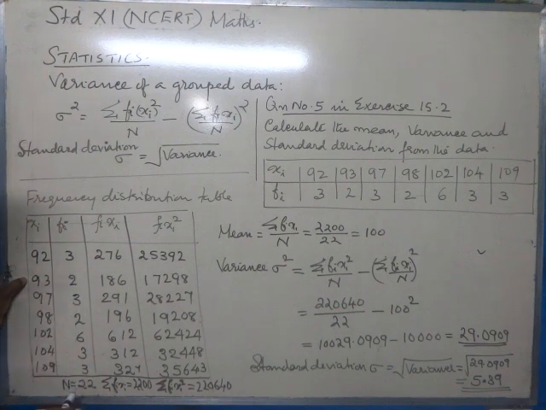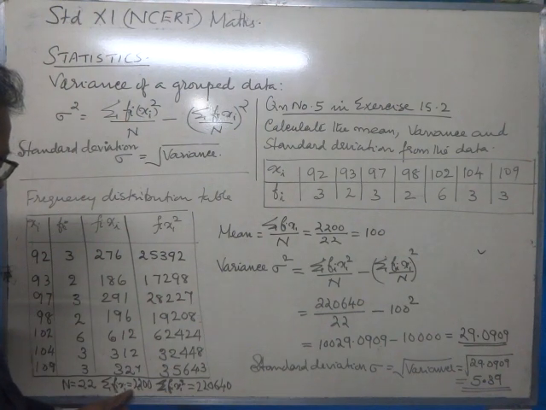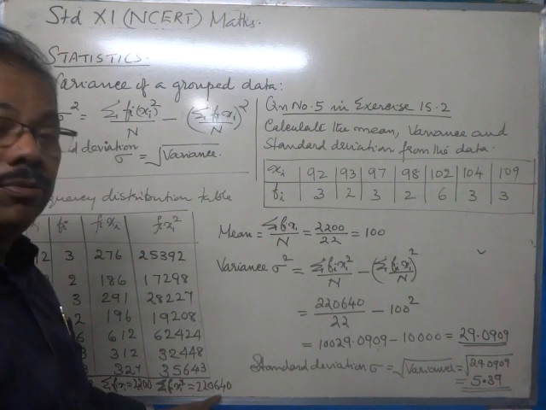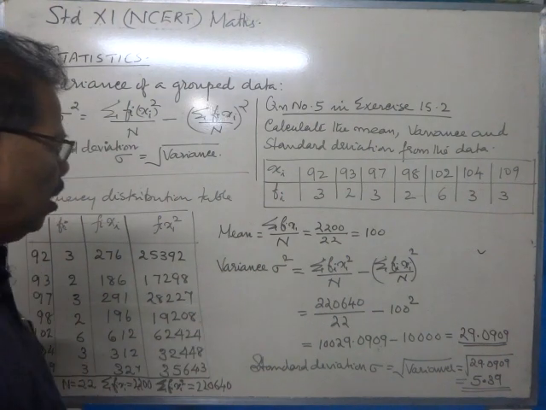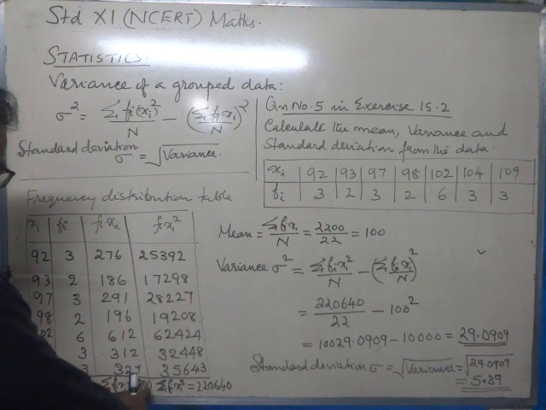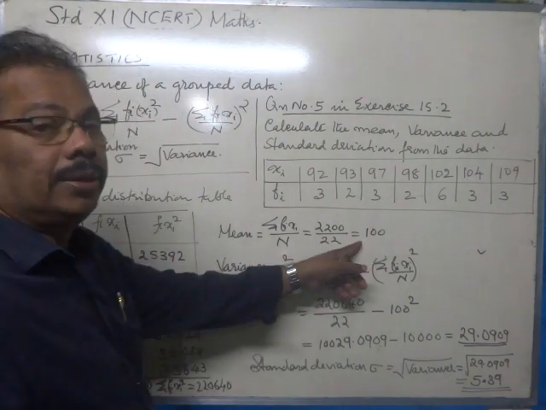total number, that is sigma fi, that is total n, adding them together we get 22, and sigma fi xi, adding this column, that is 2200, then sigma fi xi square, that is 2,20,640. Now mean is equal to 2200 divided by 22, 2200 by 22, that is 100.